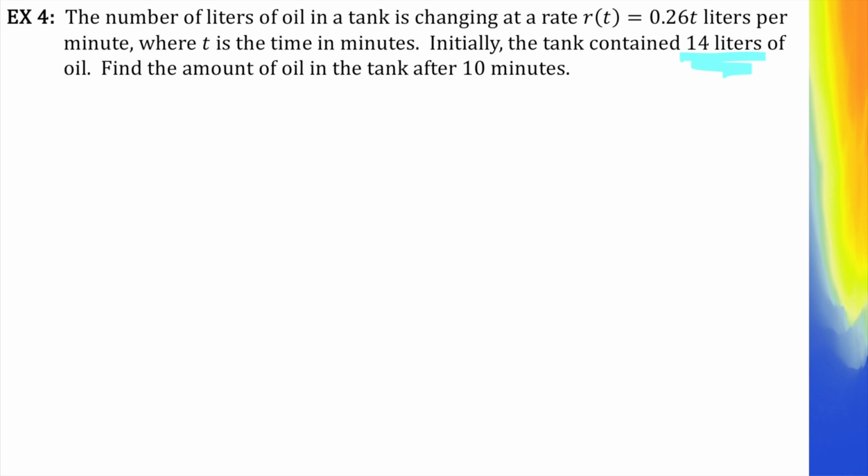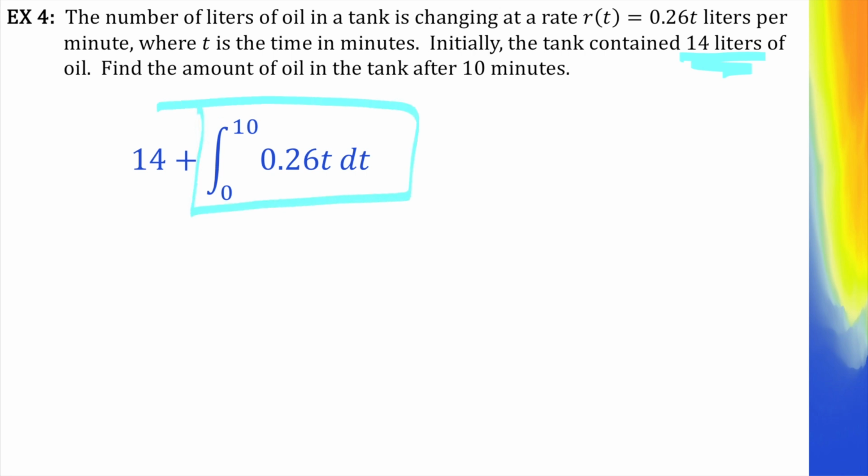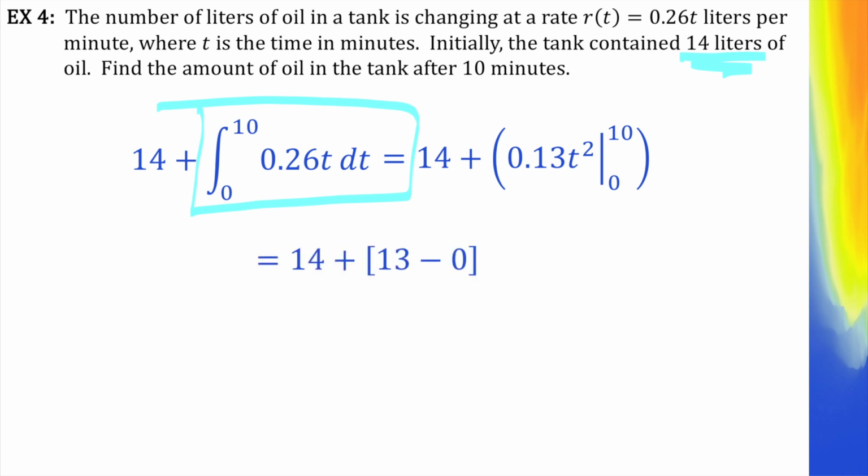Okay, so we've got to start with 14 and then figure out the area under the curve from 0 to 10 minutes of that rate. So we'll take the antiderivative of 0.26t and evaluate that from 0 to 10. So there's about 27 liters of oil after 10 minutes.